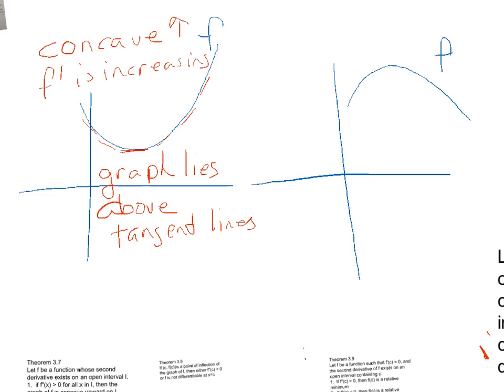So the x-axis is going to represent the tangent line? That's what those little red lines represent, the tangent lines that I drew in.